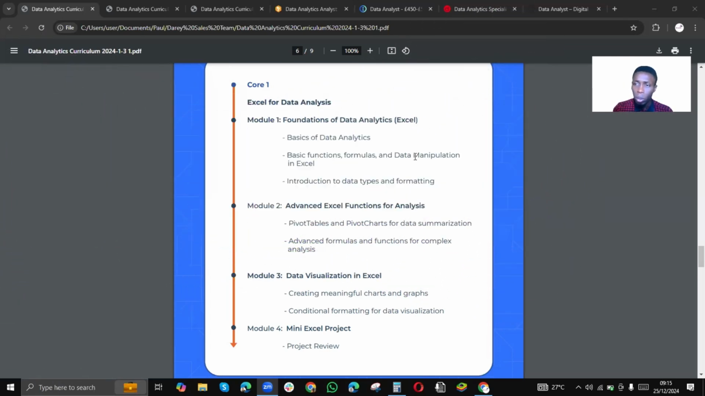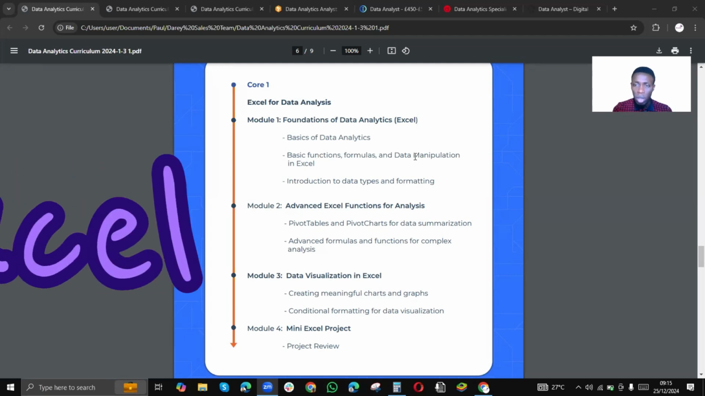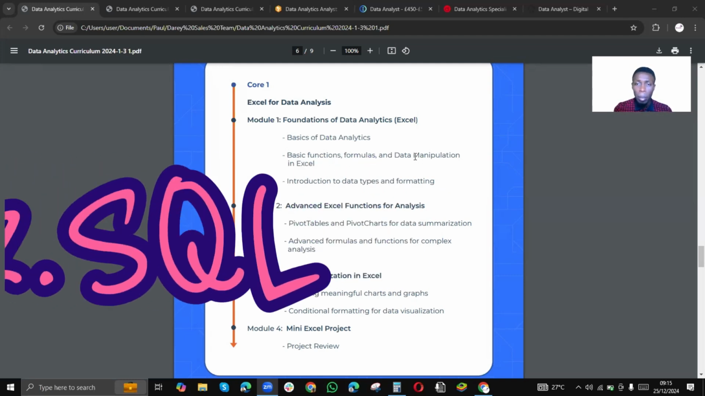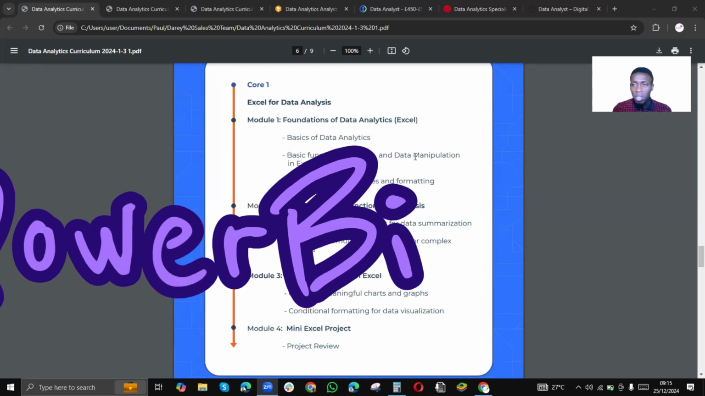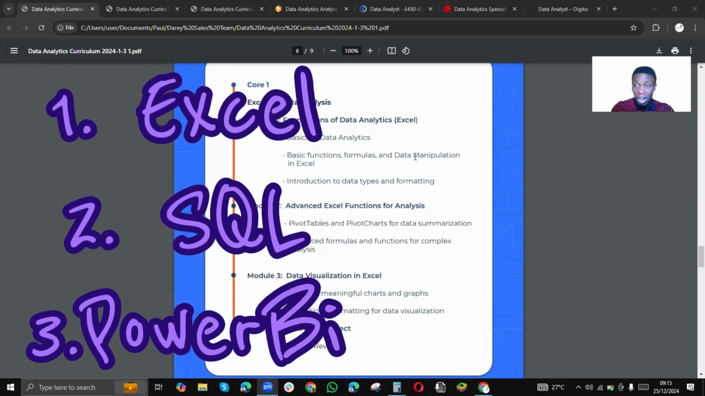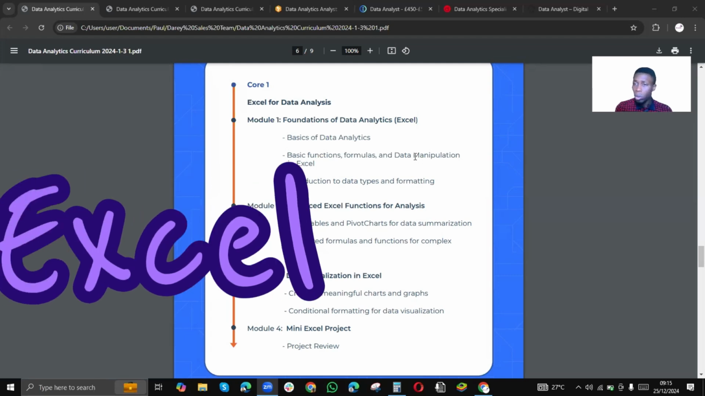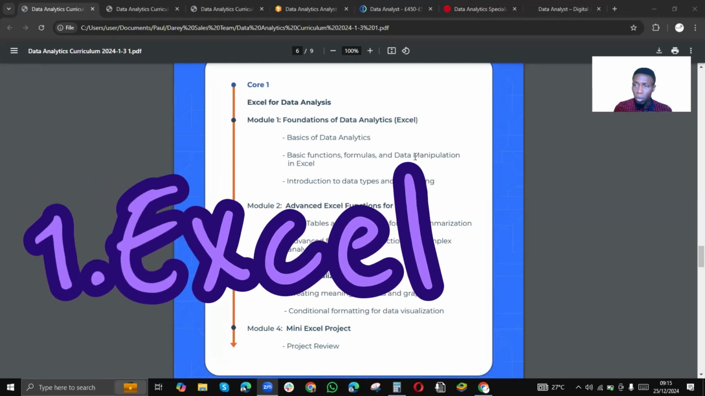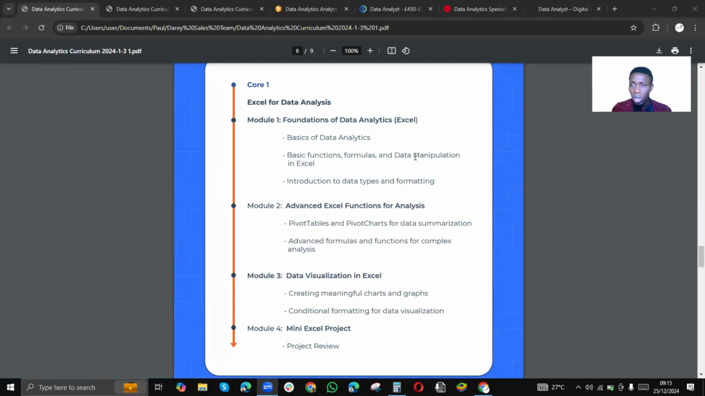Data analytics involves three components. Number one, Excel. Number two, SQL. And number three, Power BI. Now, these three components are very important if you want to get started at all. Excel helps you to manipulate data, format data, and also do some visualization.